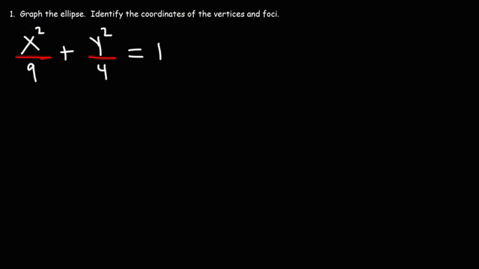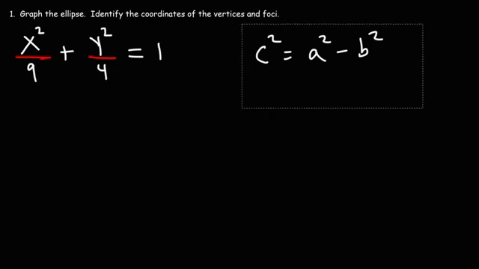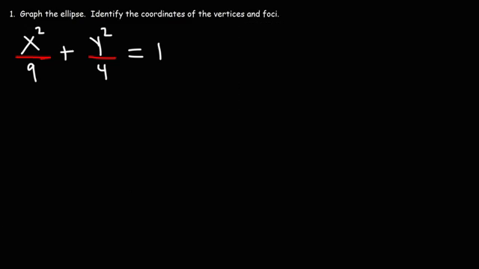By the way, in order to find the foci, you need to know how to calculate c. And here is the equation to calculate c. It's a squared minus b squared. Well, c squared is a squared minus b squared, not a squared plus b squared as in the case of the Pythagorean theorem. For hyperbolas, it's c squared equals a squared plus b squared. But for ellipses, c squared is equal to a squared minus b squared. So that's how you can calculate c, using that formula. So feel free to try this problem.